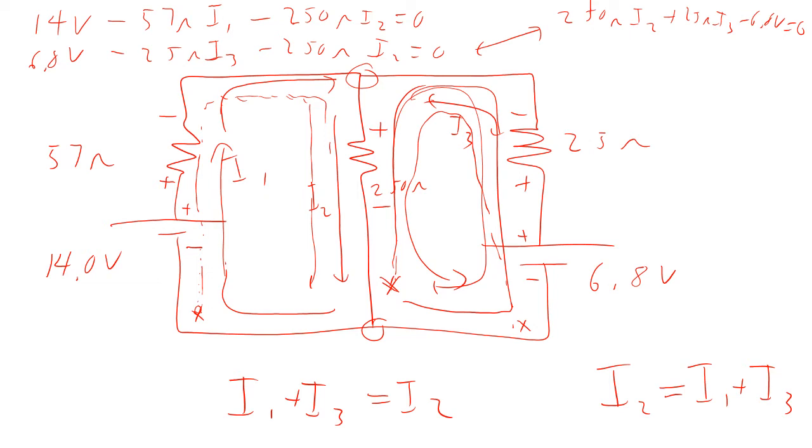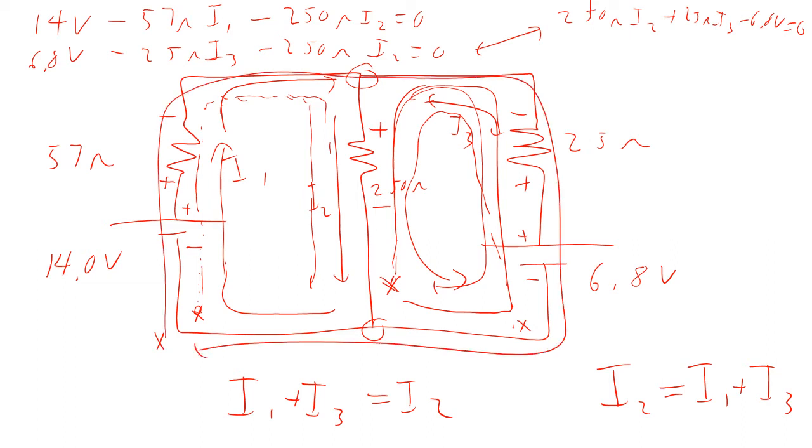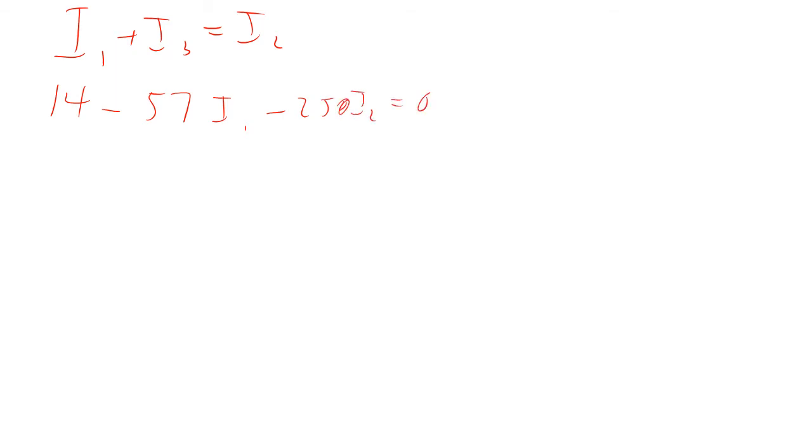Okay, I could have done a loop in which I started here and went around the outside, and that would have worked as well. But if you notice, if I use this equation, and that equation, I have 3 equations and 3 unknowns, I1, I2, and I3. I can solve 3 equations and 3 unknowns. So I1 plus I3 equals I2 is one of the equations I had. We have 14 minus 57 I1 minus 250 I2. Okay, I know I'm being sloppy. I dropped the units right there.